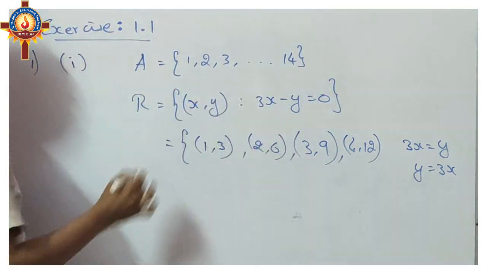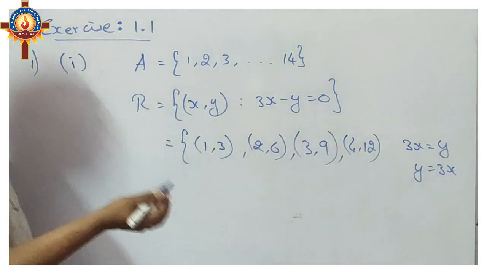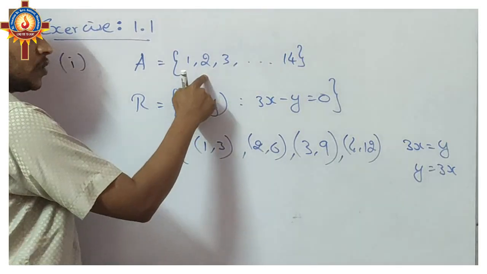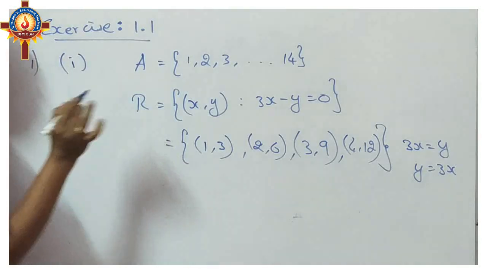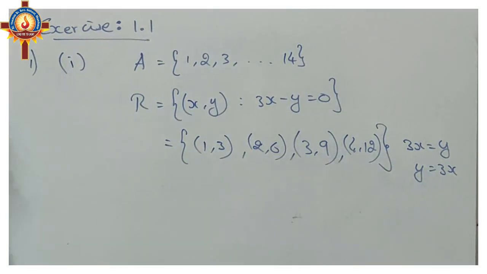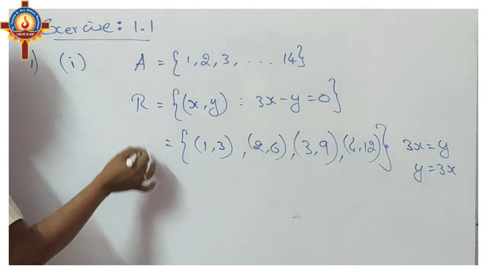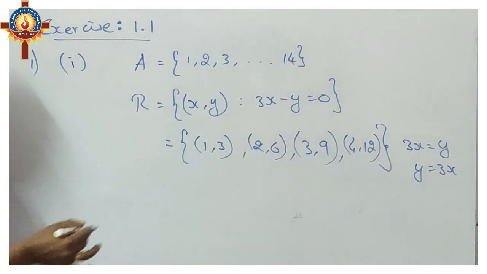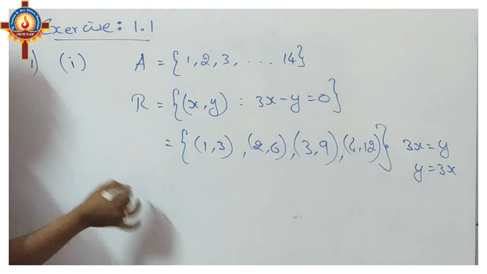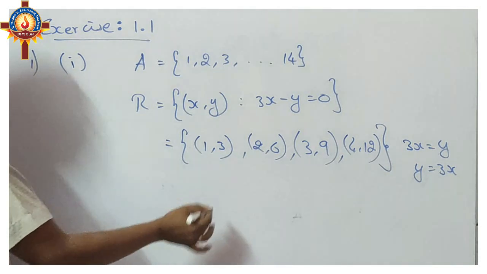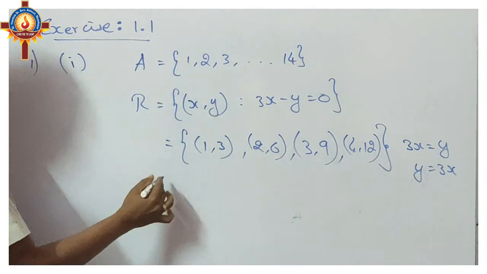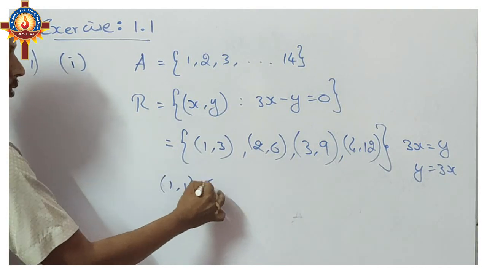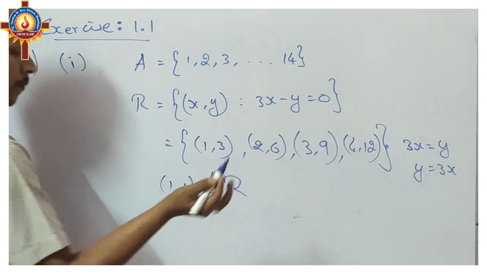What happens if x is equal to 5? Then y is equal to 15, but 15 is not present in this given set A. Therefore, there are only 4 ordered pairs that belong to this relation R. Now let's check whether this relation R is reflexive or not. So the reflexive definition is (a, a) should belong to R for all a belonging to A. Here if we consider just the element 1, even (1, 1) does not belong to R.